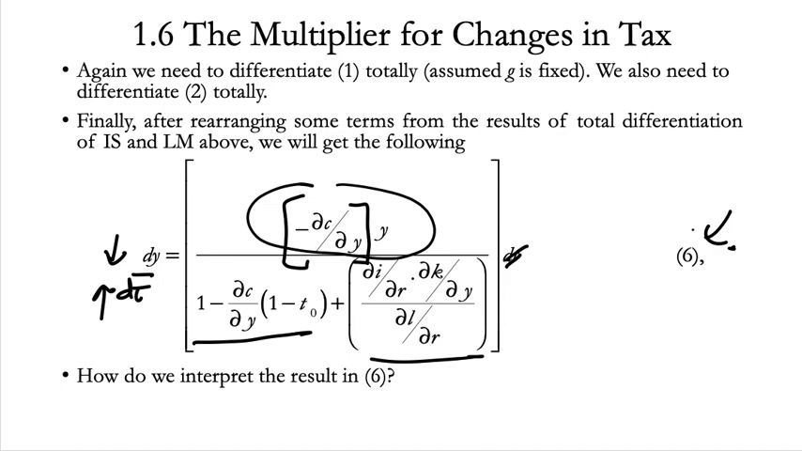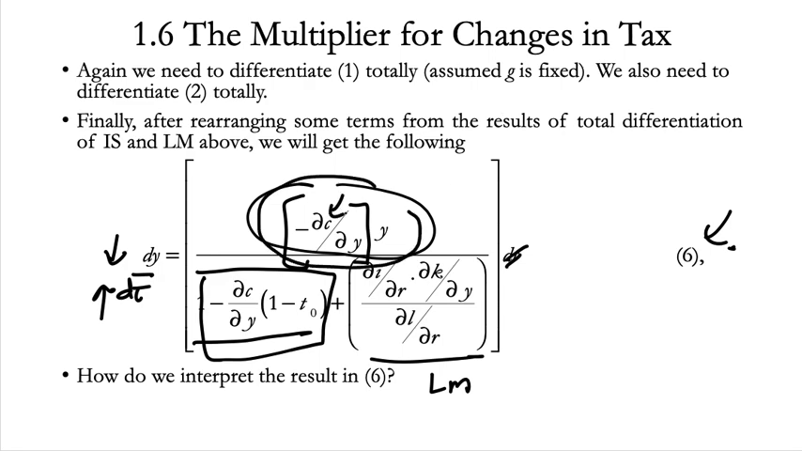Now the next thing that you need to know is how to explain the results, how to explain the economic intuition behind this result. As you can see, this is on the IS side and this is on the LM side, or on the money market side, right? And this is the impact of tax on consumption. And the whole thing here is the tax multiplier.